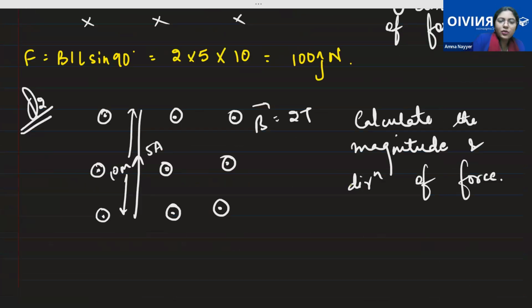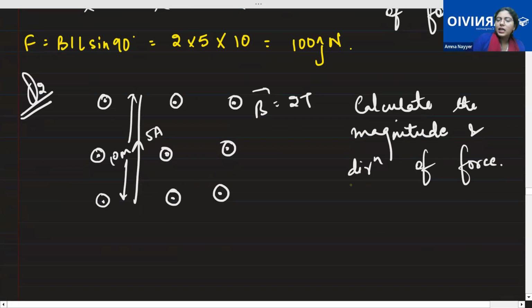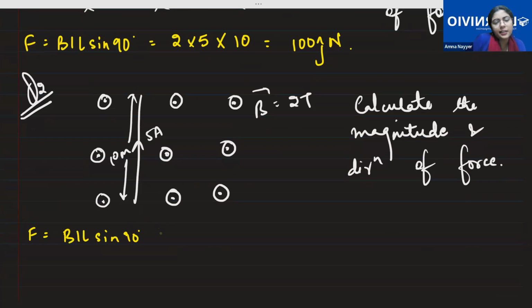Like if I change the orientation of the wire like this, look, if I write F is equal to BIL, again this is sine 90 degree. Magnetic field is 2, current is 5, length is 10, that is 100. But now look at the direction. Current is up, magnetic field is outwards this time. So outwards means this. Thumb points towards the right. That is I cap Newton.